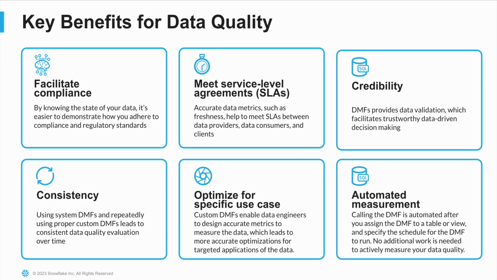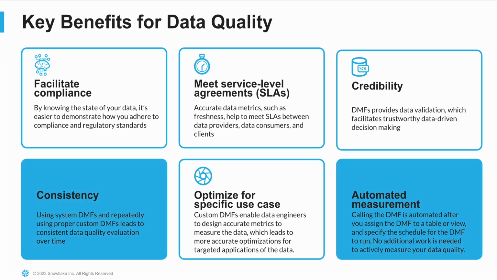There are some key benefits to data quality. We're going to focus on the bottom two here. So, consistency. We need to be able to repeatedly apply data metric functions to particular columns so that it's consistent over time and the evaluation happens in the same way over time. And then we need automated measurement. So, making sure that we don't have to go back and manually run anything to check for data quality. This should all be automated at the time that you are assigning a data metric function to a specific table.